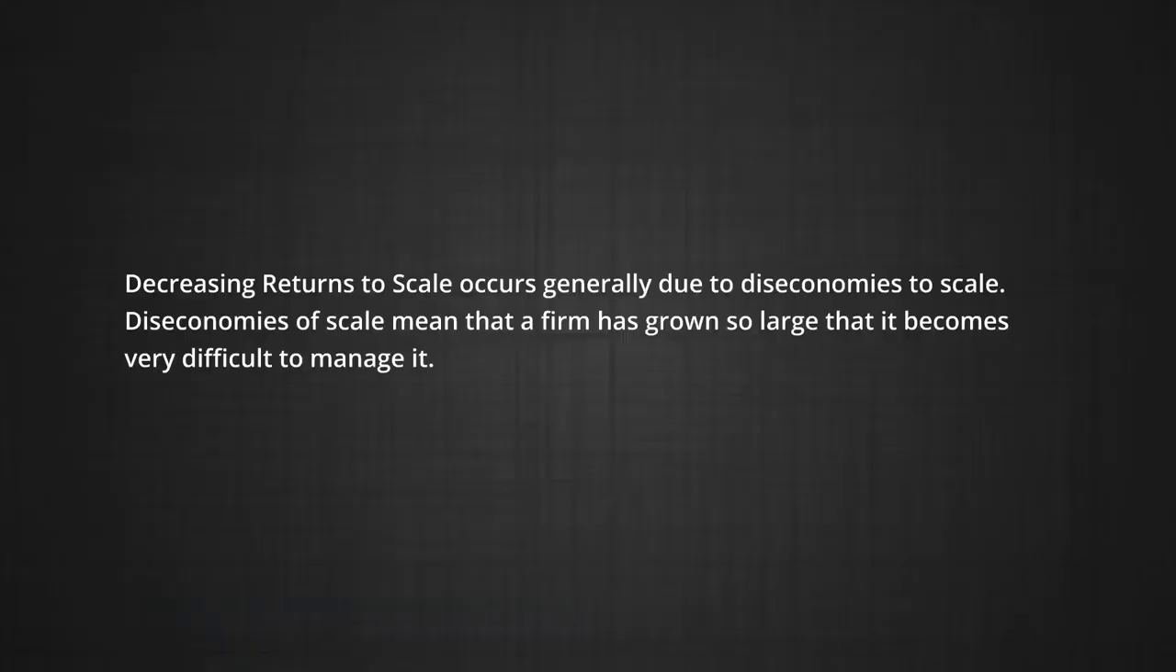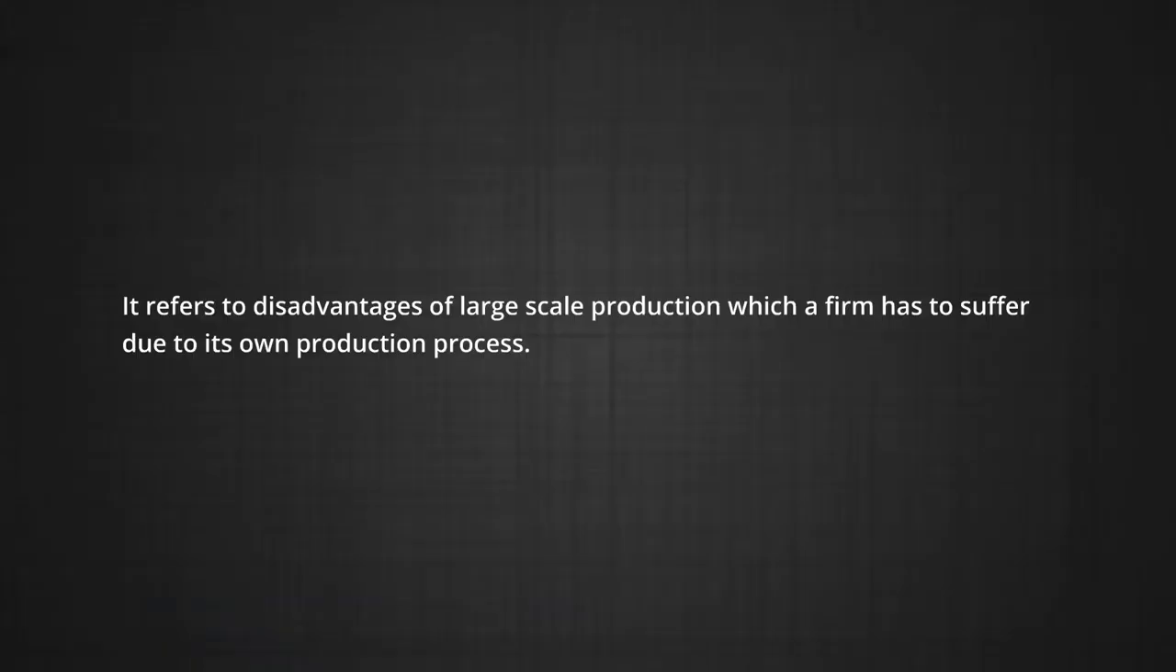Decreasing returns to scale generally occur due to diseconomies of scale. Once again, diseconomies of scale mean that a firm has grown so large that it becomes very difficult to manage it. Diseconomies of scale can also be of two types. These can be internal diseconomies, and this refers to disadvantages of large-scale production, which a firm has to suffer due to its own production process. For example, the difficulty in coordination and management of very large firms. Technological diseconomies can also arise because of heavy costs of wear and tear.